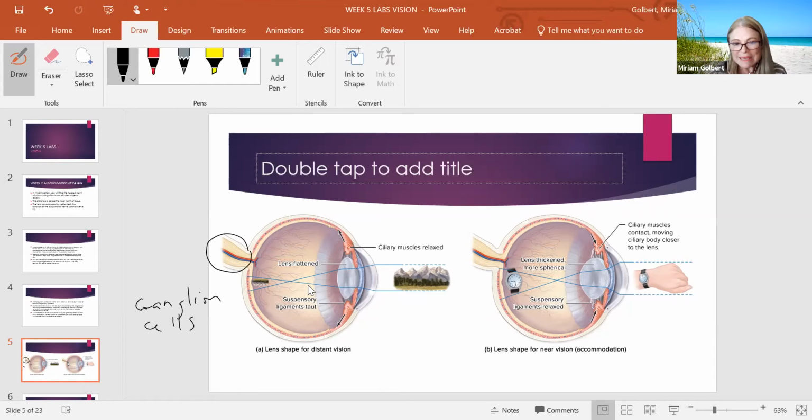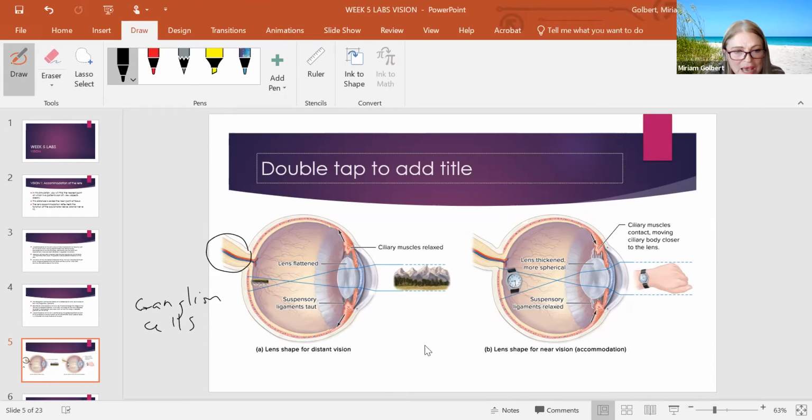So going back to accommodation, if we need to look at something that is distant, the lens is going to be flatter. So the suspensory ligaments are going to pull a little more and the lens becomes flatter than before. And on the other side, on the right, if you need to look at your watch, which is near vision, the lens becomes a little rounder. So you can see that the ciliary muscles are going to contract, moving everything closer, and that makes the lens rounder. So that's how we accommodate.